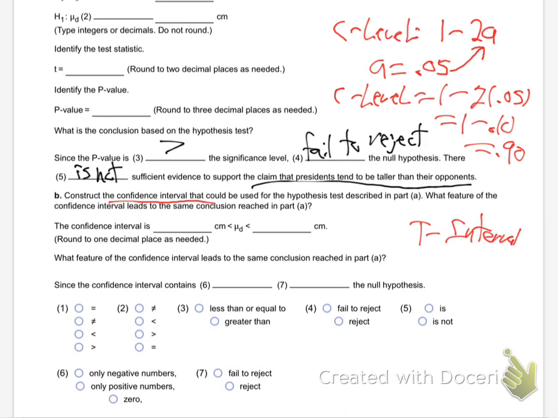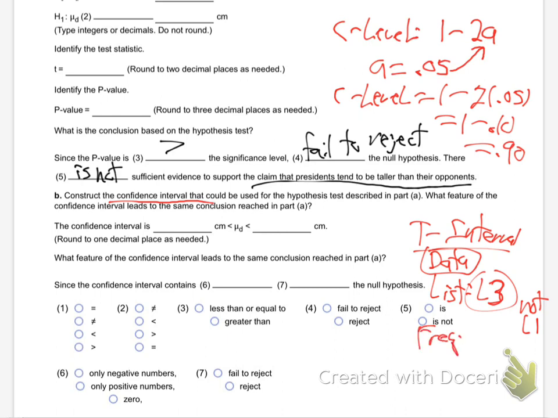interval test on your calculator, and then say I'll take it from data, the list, L3 again, remember L3, not L1, and the frequency is 1, the C-level is 0.90, hit the buttons, confidence interval is negative 0.6 to 13.2.